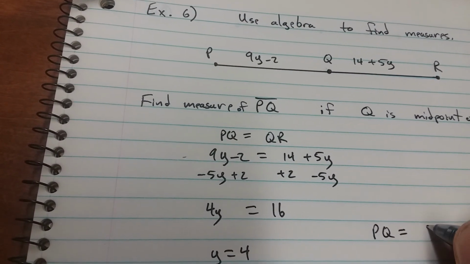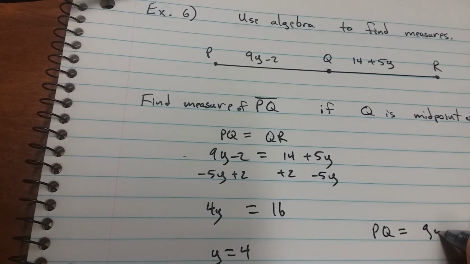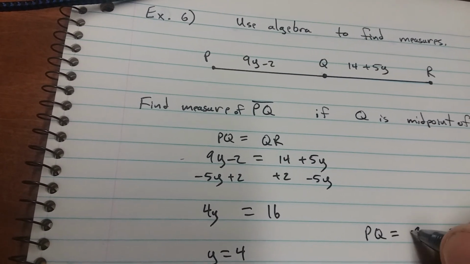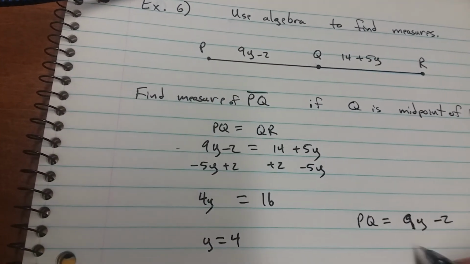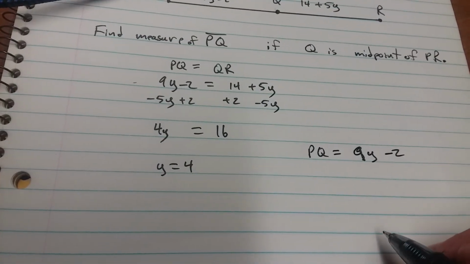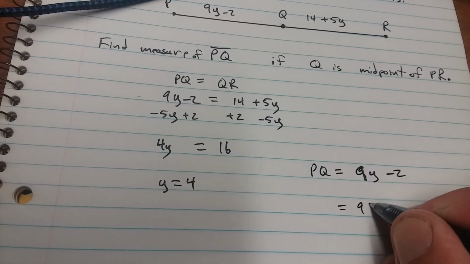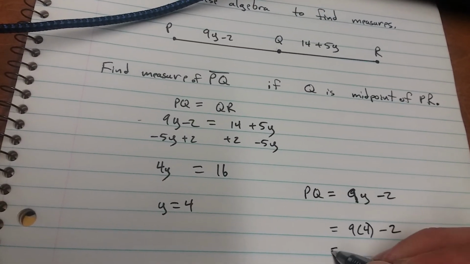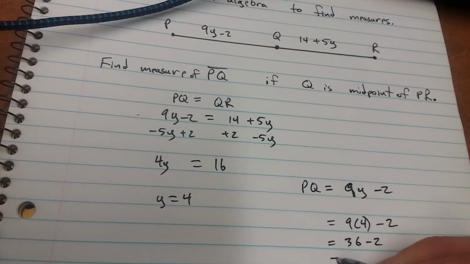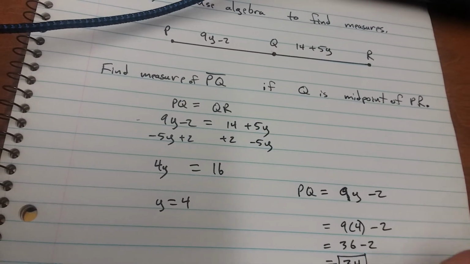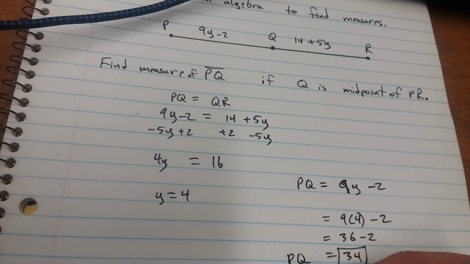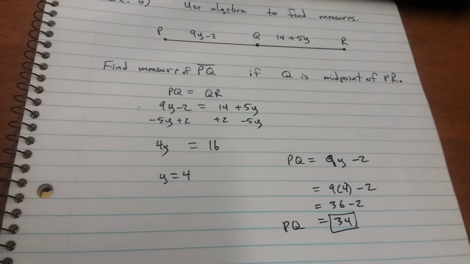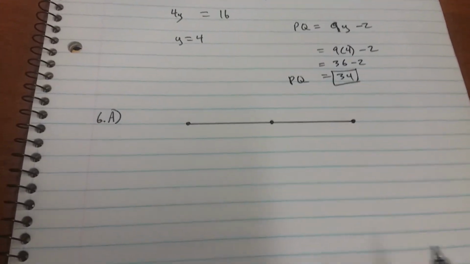PQ is equal to 9y minus 2. Replace the y with a 4 using substitution. 9 times 4 minus 2. 36 minus 2, you get 34. So PQ has a value or length of 34.